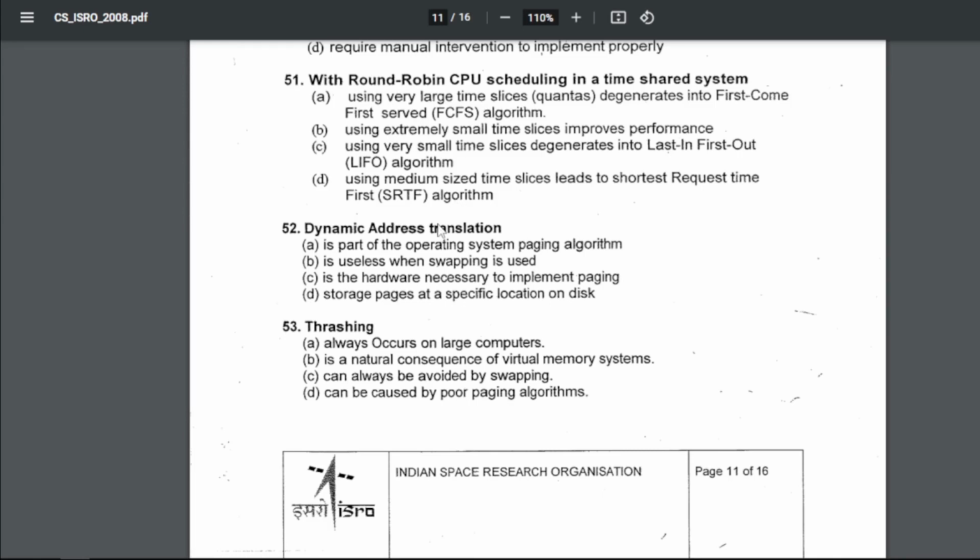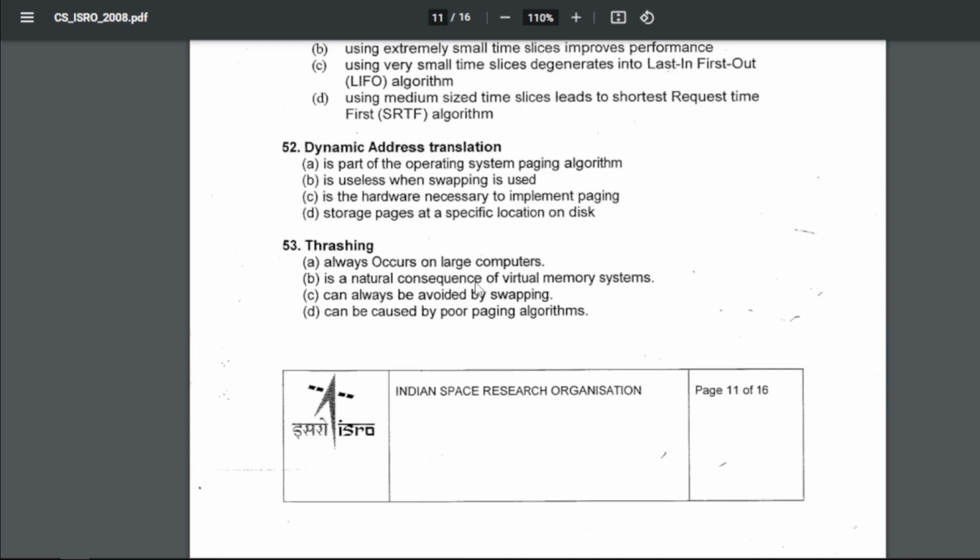Question number 52 is dynamic address translation is what? So basically dynamic address translation is the hardware necessary to implement paging, right? The dynamic address translation is the hardware necessary to implement paging, as it converts the logical address to physical address. This is a very important statement.